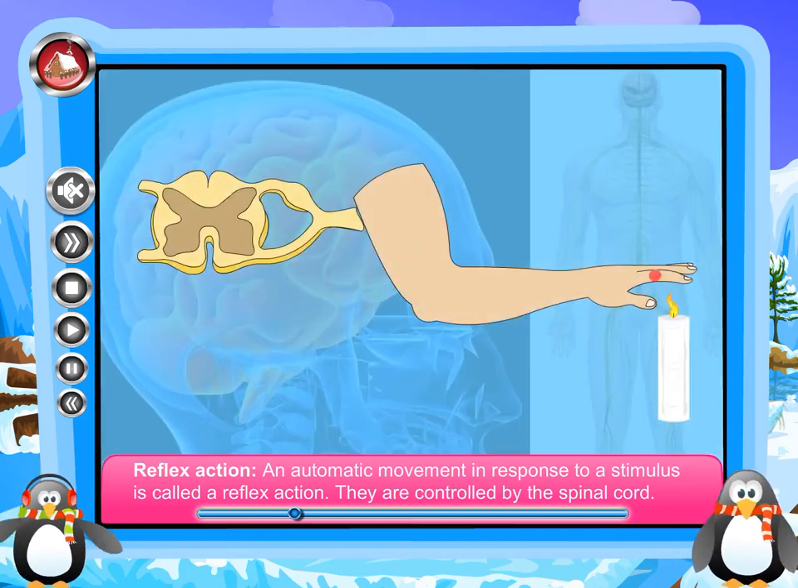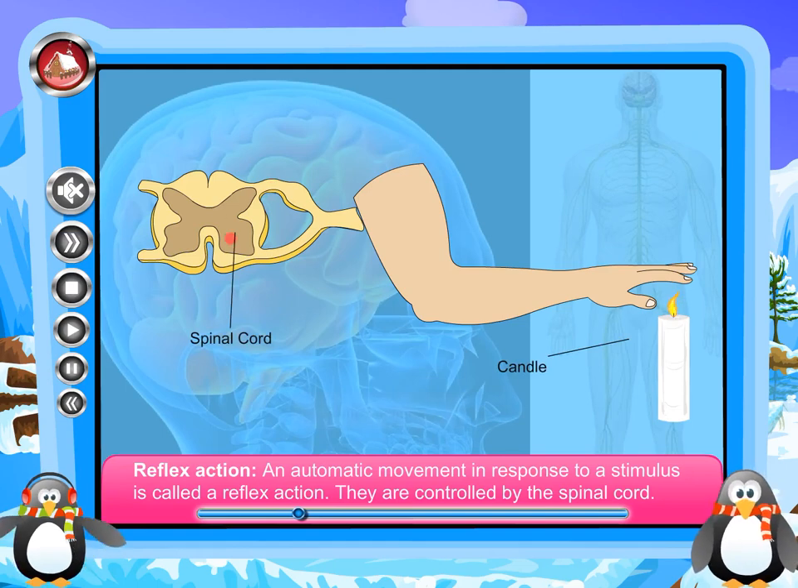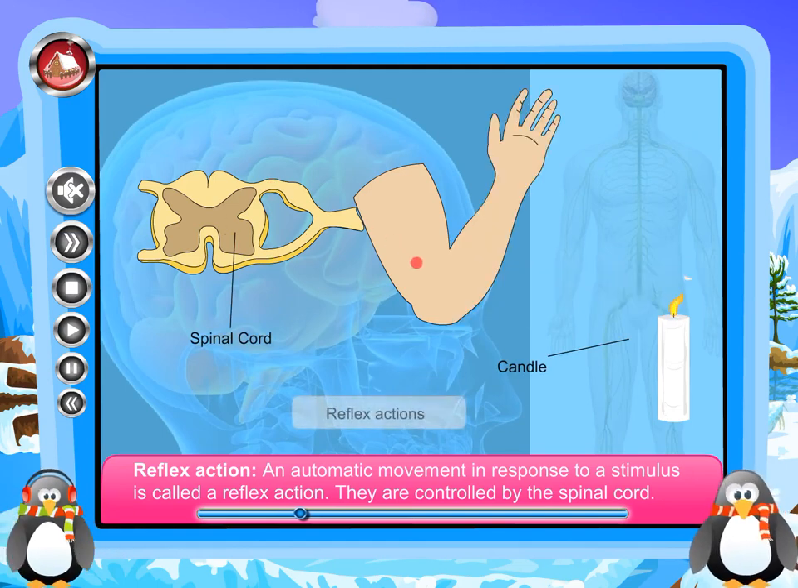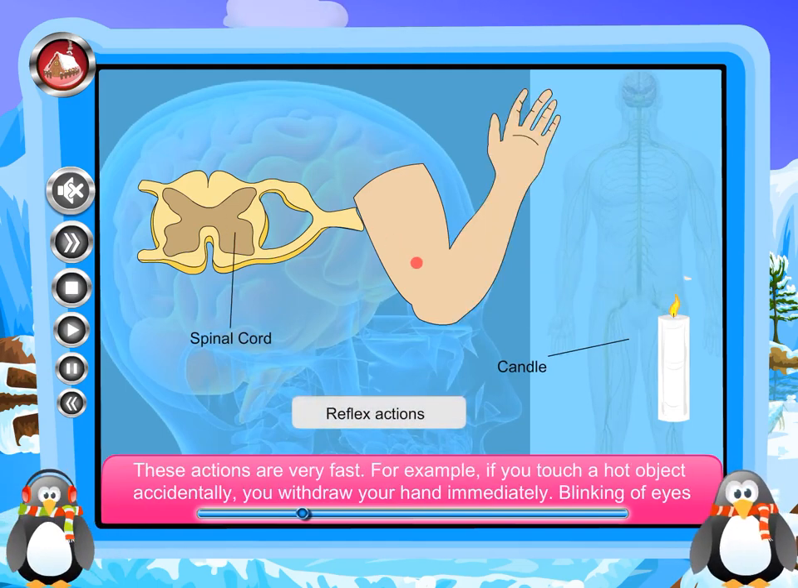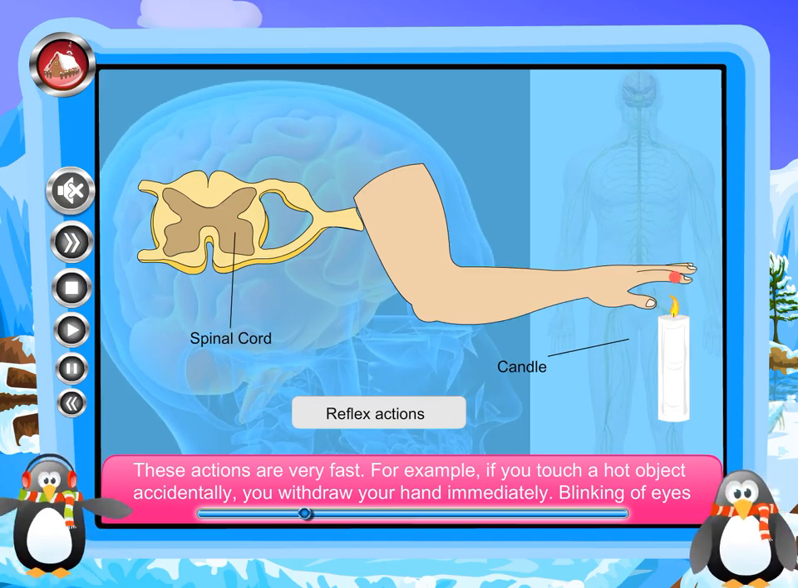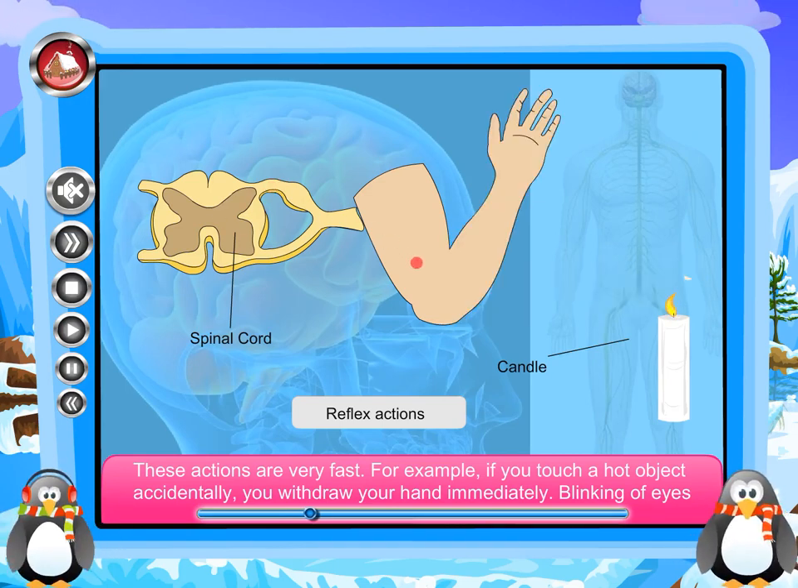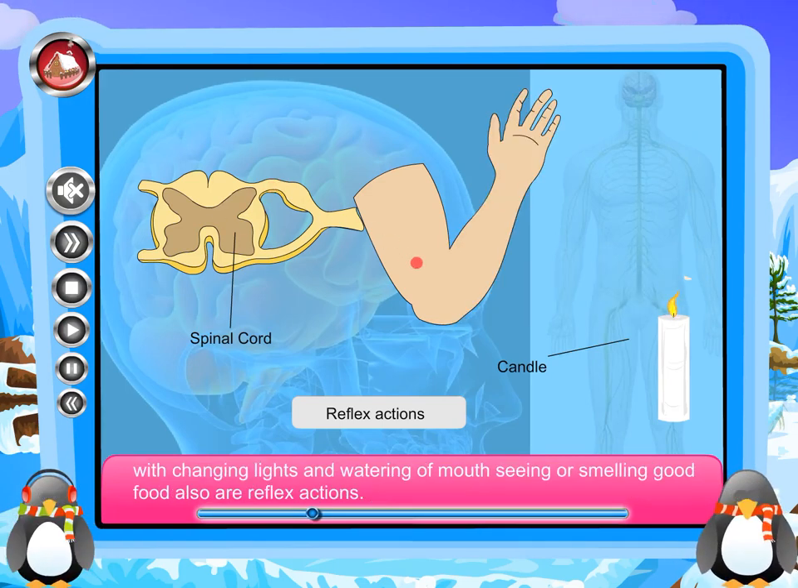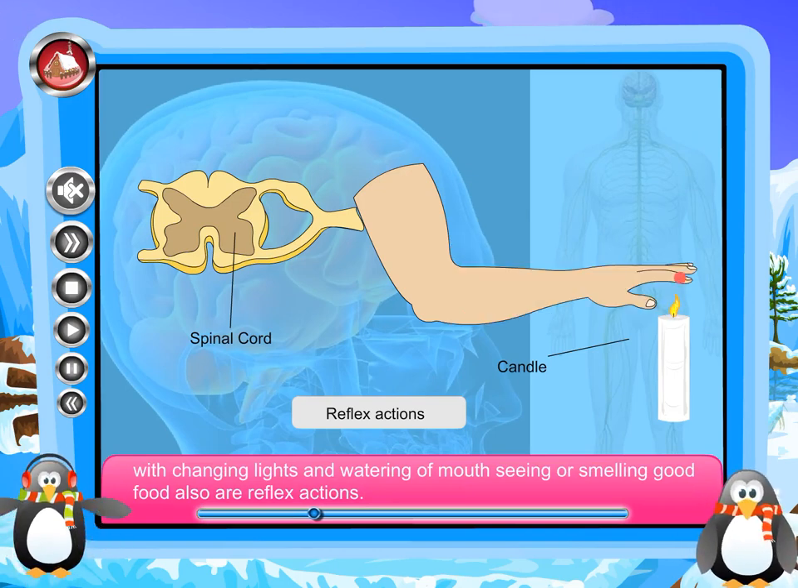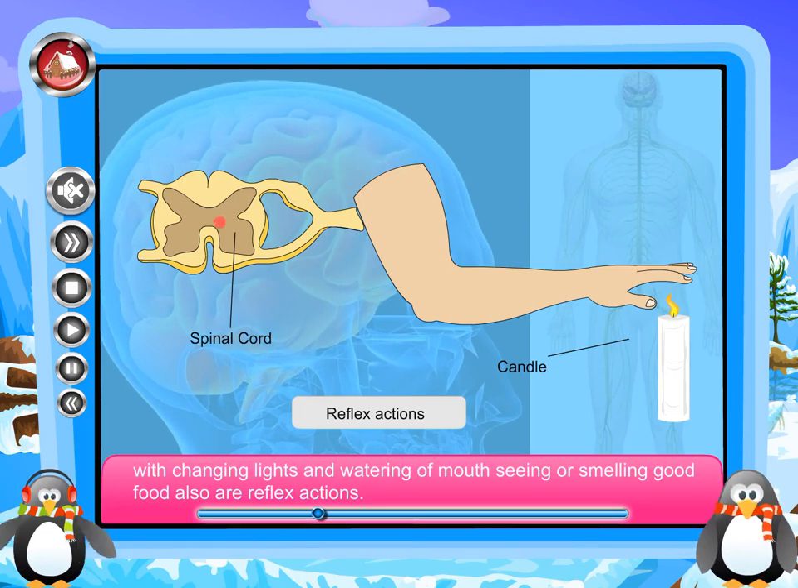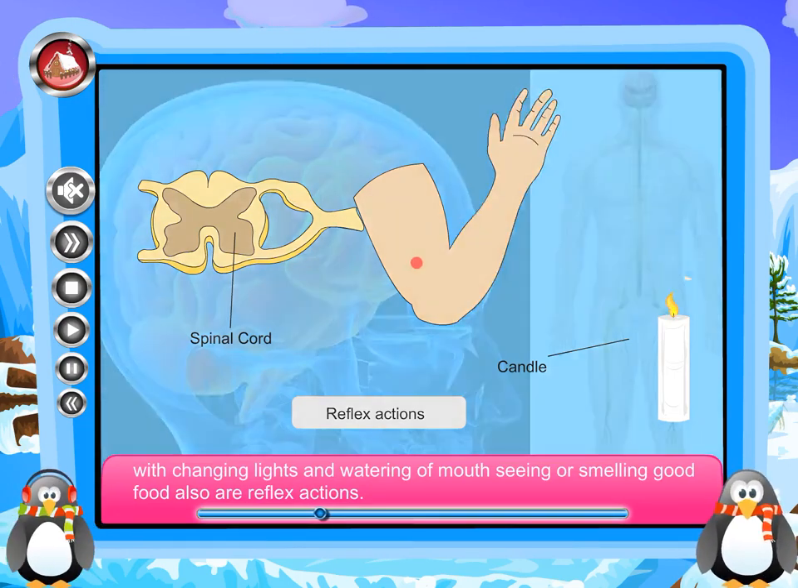Reflex action. An automatic movement in response to a stimulus is called a reflex action. They are controlled by the spinal cord. These actions are very fast. For example, if you touch a hot object accidentally, you withdraw your hand immediately. Blinking of eyes with changing lights and watering of mouth on seeing or smelling good food also are reflex actions.